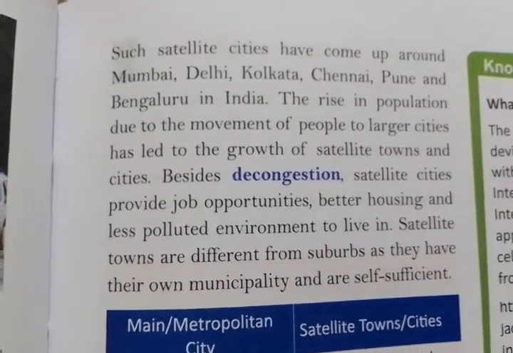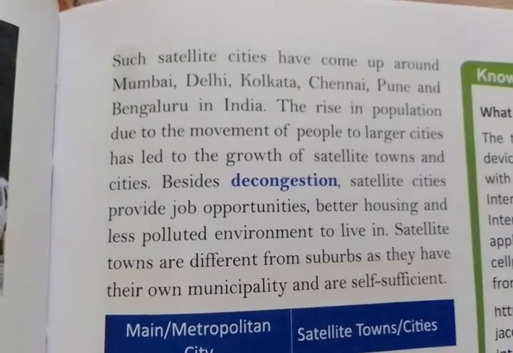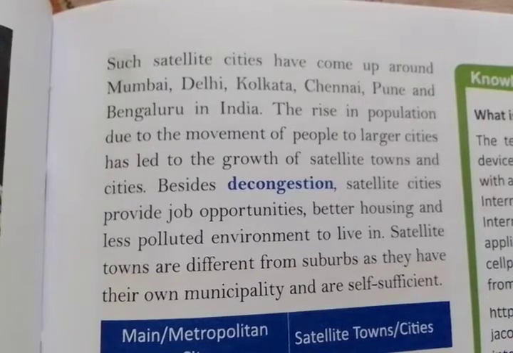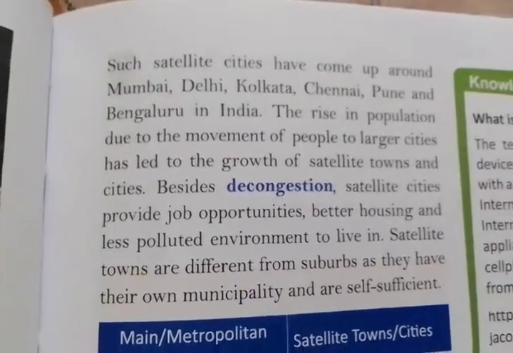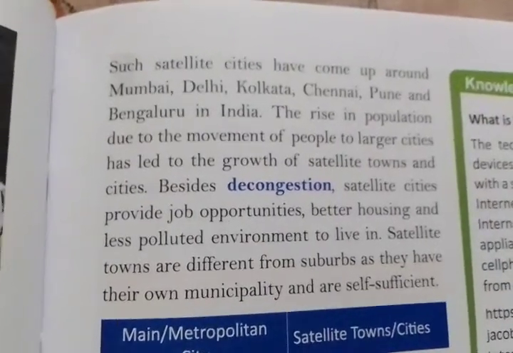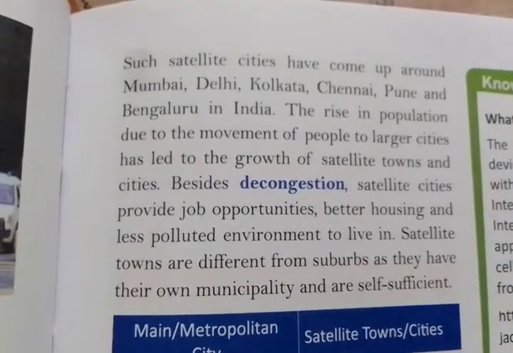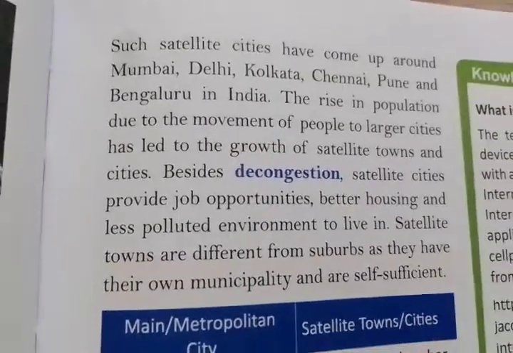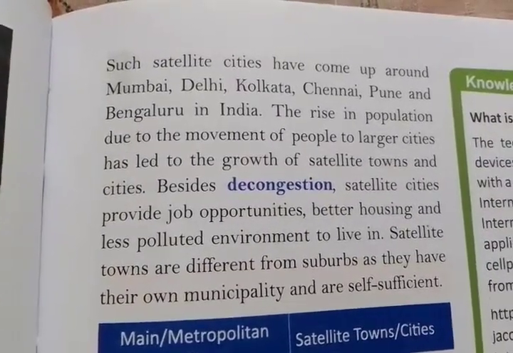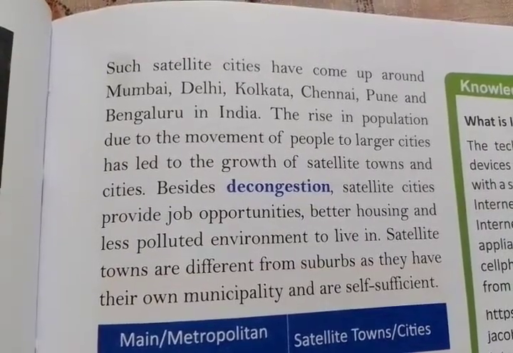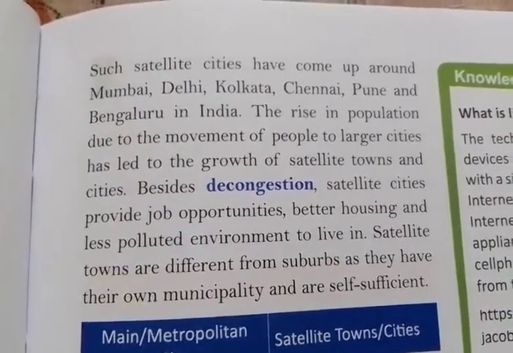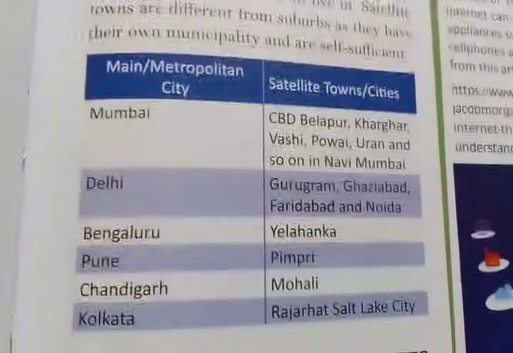Satellite cities help to manage the growing population in urban areas. They are usually self-sustaining and independent cities designed to provide a balance between its resources and the population. Some satellite cities have also developed around the metropolitan cities of India, like Gurugram, Ghaziabad, Faridabad and Noida near Delhi, New Town, Rajarhat, Salt Lake City near Kolkata, Yelahanka, Suryanagar near Bengaluru, Pimpri near Pune, etc. Okay.